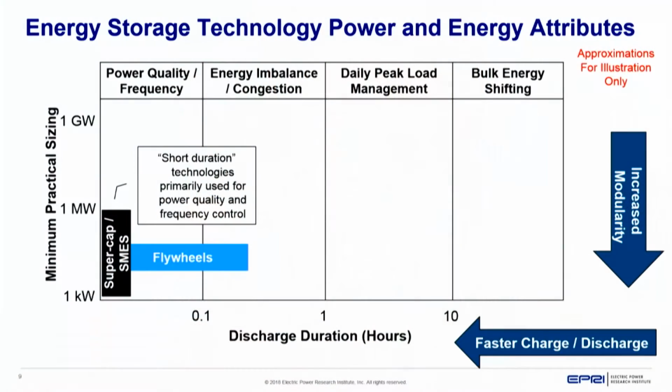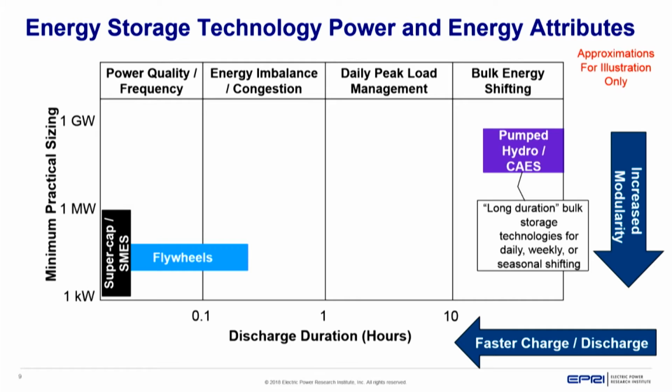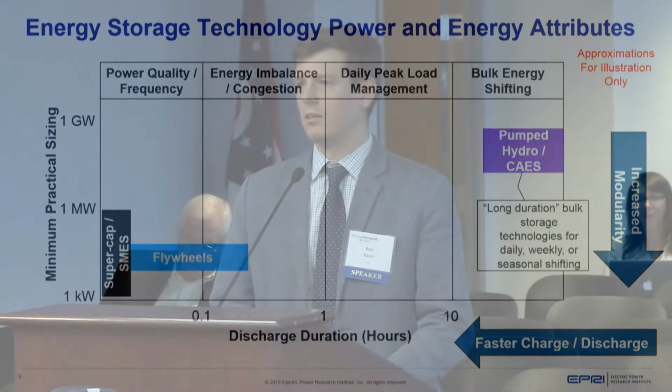In the bottom left quadrant, we have things like electrostatic supercapacitors, as well as flywheels, really good for the seconds to minutes time frame. We call them short duration technologies. At the other extreme, up and to the right, we have some bulk energy shifting technologies like pumped hydro or compressed air energy storage. These are very large scale systems. You're not going to have a customer-sited pumped hydro plant or something like that. These are more appropriate for very long durations, and are site specific.